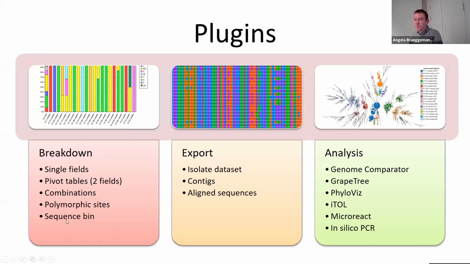And then there's tools that break down things like the sequence bin. So it gives you a table of stats for the sequence bin. And that's exportable in Excel formats if you want.